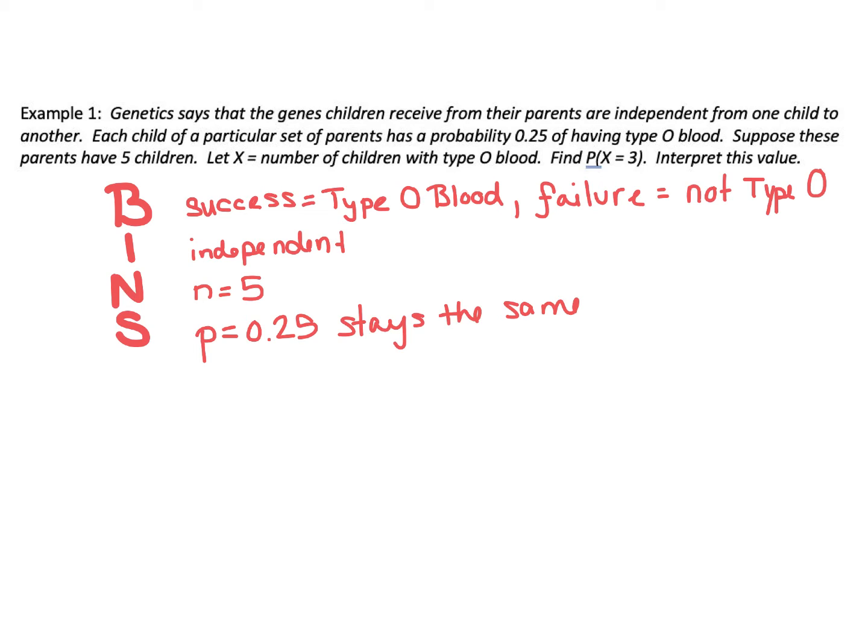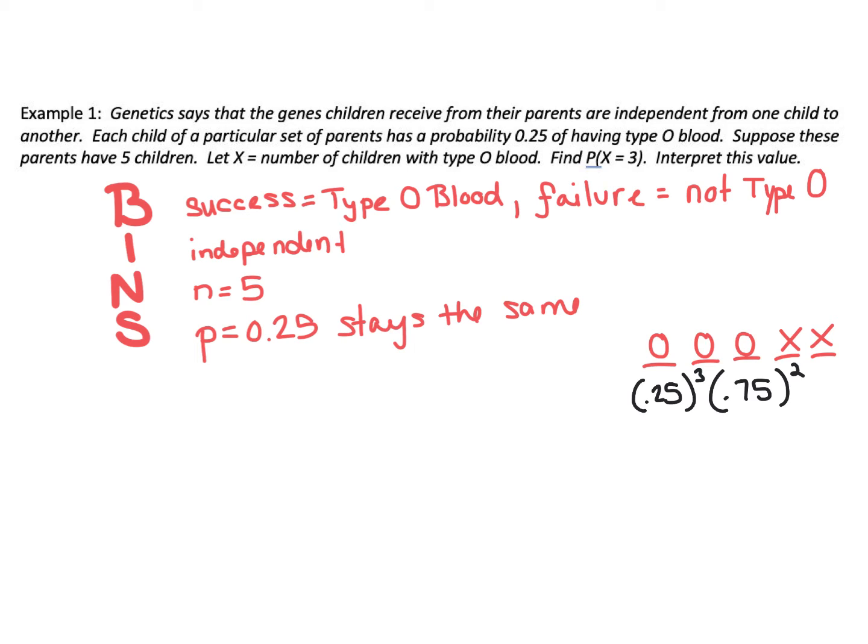So I think the easiest scenario would be that the first 3 children of the 5 would have type O blood, right? And then the last 2 not. Well, that would mean that probability would be equal to 0.25 three times, right? Because there's 3 kids with O blood, and then for the 2 kids, 0.75 times itself twice would be 0.75 squared. But that's just one possible combination for how this could play out.